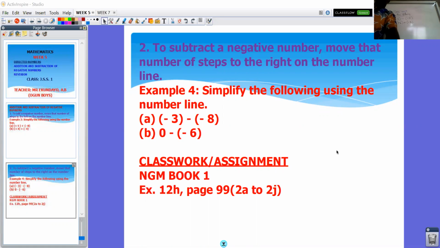New General Maths Book 1, exercise 12H, page 99, 2A to 2J. If you are done, you let me know. Jimmy, your B is wrong. It's not 1.